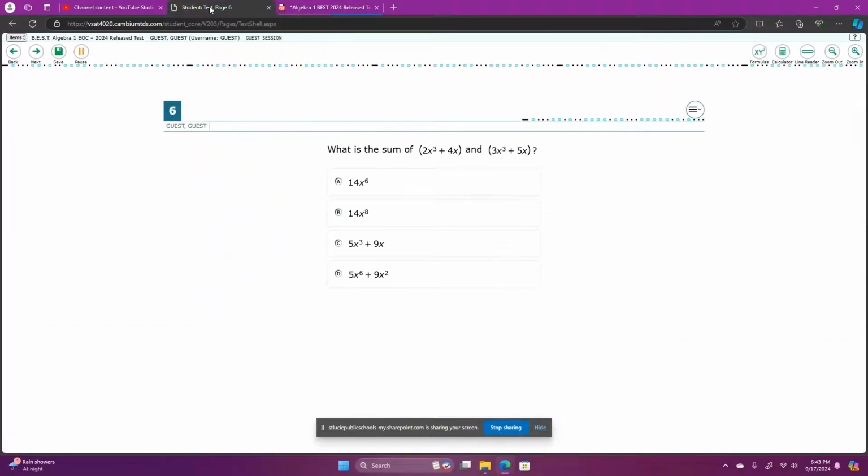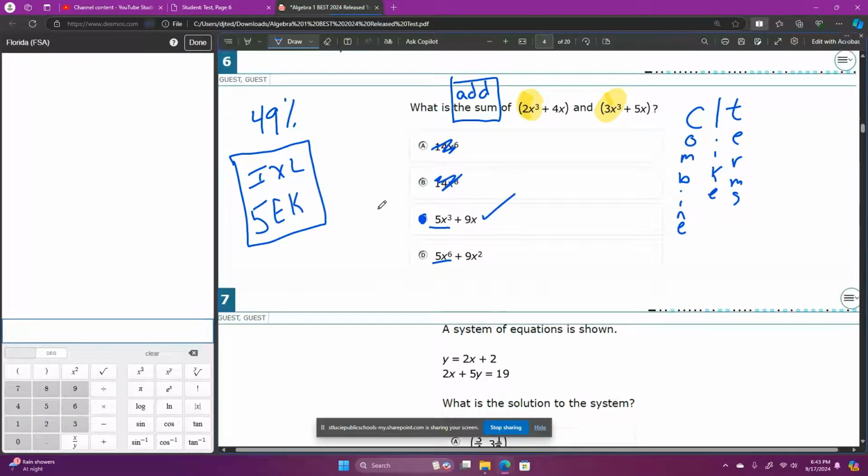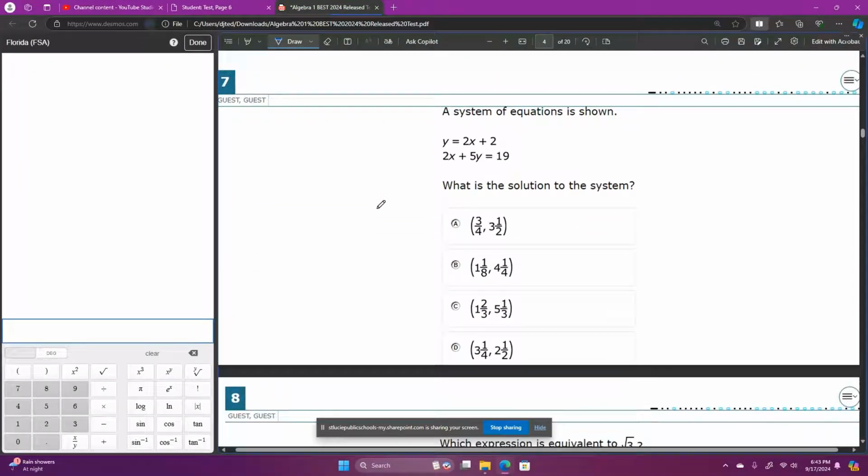And that was answer choice C, 5x cubed plus 9x. And we're ready for question number 7. A system of equations is shown. What is the solution to the system?